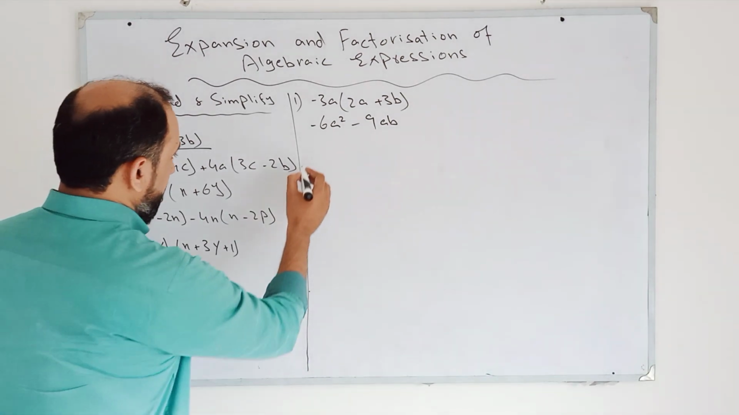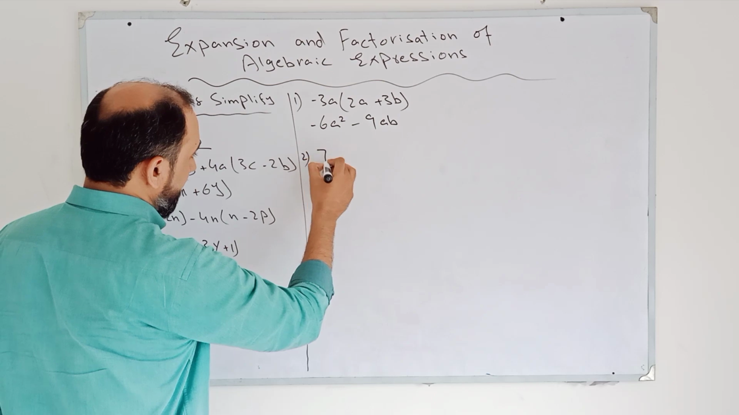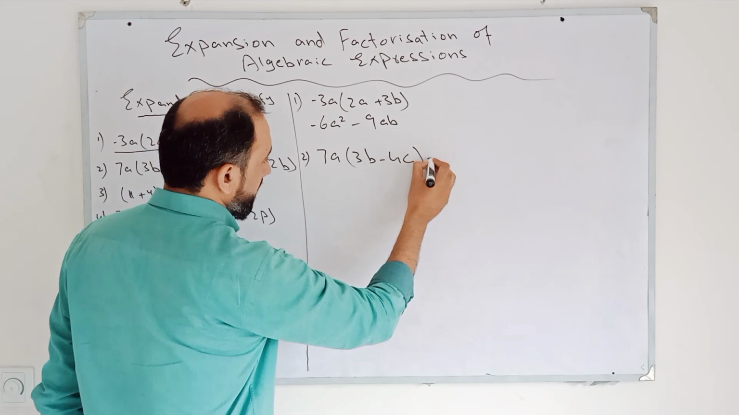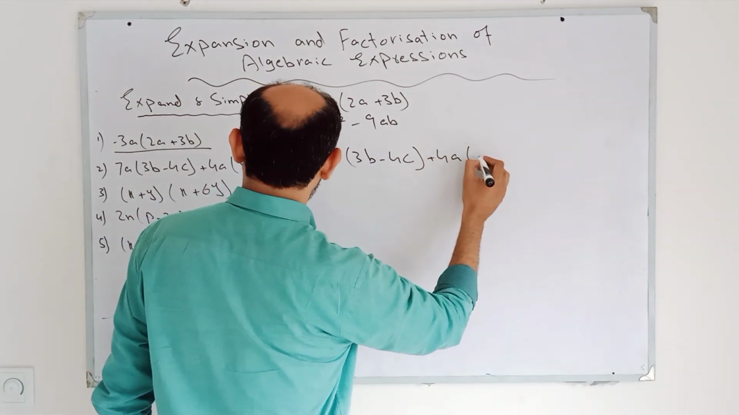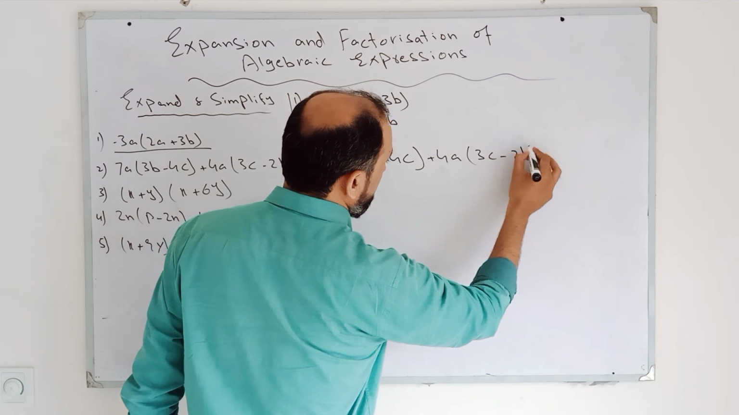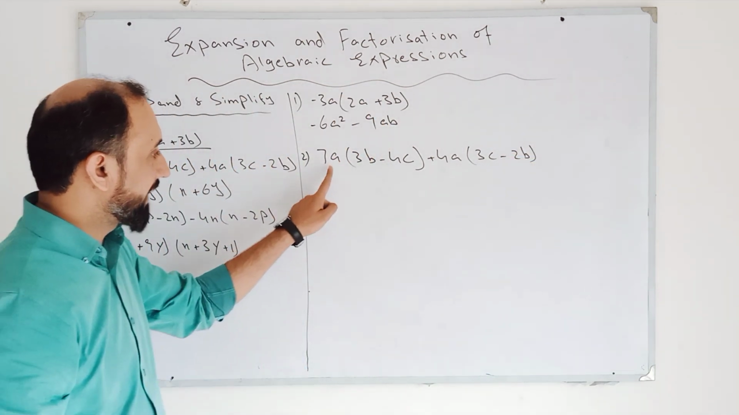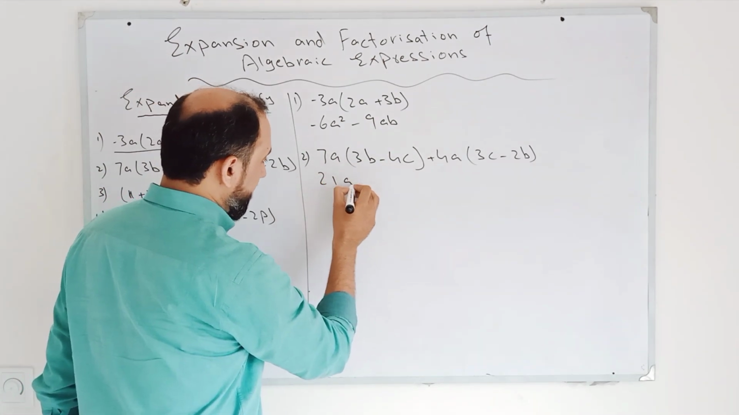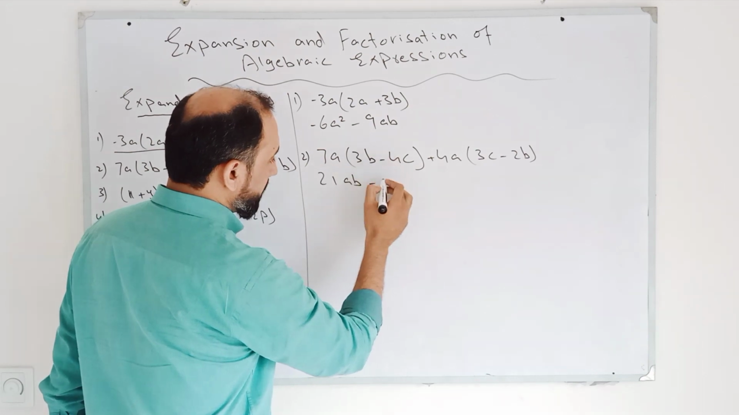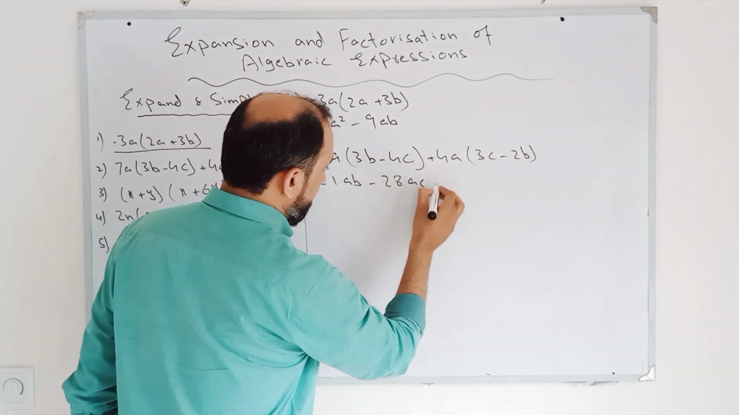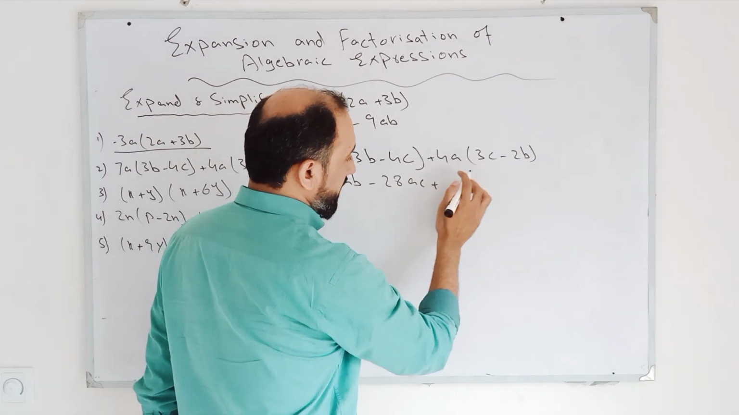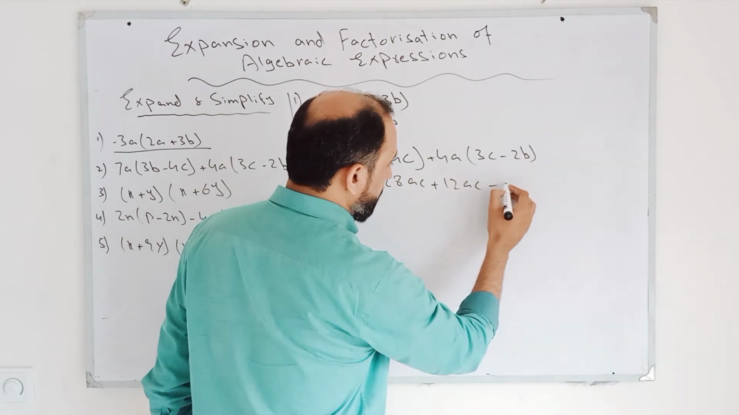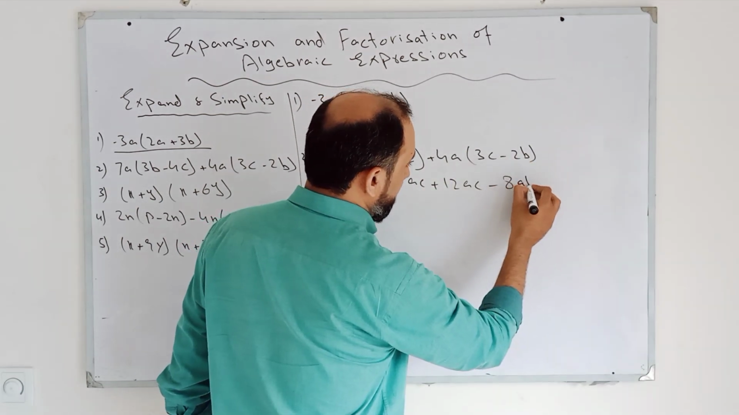Question number 2. Look at question number 2. It's 7a into (3b minus 4c) plus 4a into (3c minus 2b). So first of all we multiply 7a by the whole bracket. 7 times 3 is 21, a multiplied by b is ab, and minus 7 times 4 is 28, a multiplied by c is ac. Plus 4 multiplied by 3 is 12, a multiplied by c is ac, and minus 4 times 2 is 8, a multiplied by b is ab.